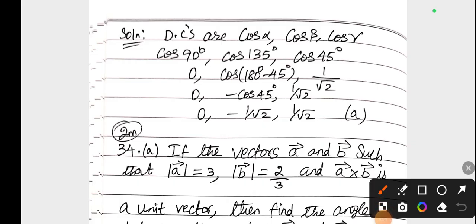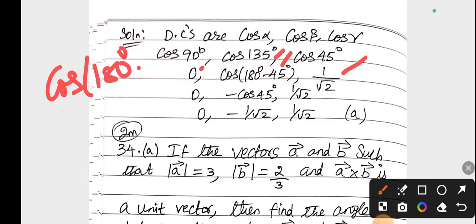So the DCs are cos alpha, cos beta and cos gamma: cos 90 degree, cos 135 degree and cos 45 degree. Tell me what is the cos 90 degree value. Cos 90 degree value is 0. Cos 135 degree you can write as cos of 180 minus 45. Cos 45 degree you can write as it is. What is cos of 180 degree minus theta, children? Cos 180 degree minus theta is minus cos theta.